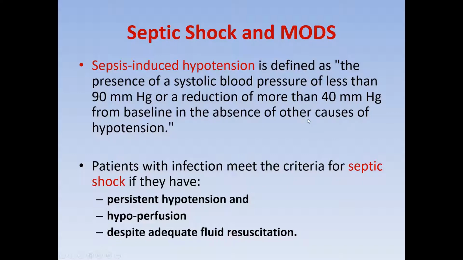And this should be in the absence of other causes of hypotension, such as bleeding. So a patient will meet the criteria for septic shock if they have persistent hypotension and hypoperfusion of tissues in spite of adequate fluid resuscitation. And you should know the pathophysiology why adequate fluid resuscitation is not capable of raising the blood pressure in these patients.